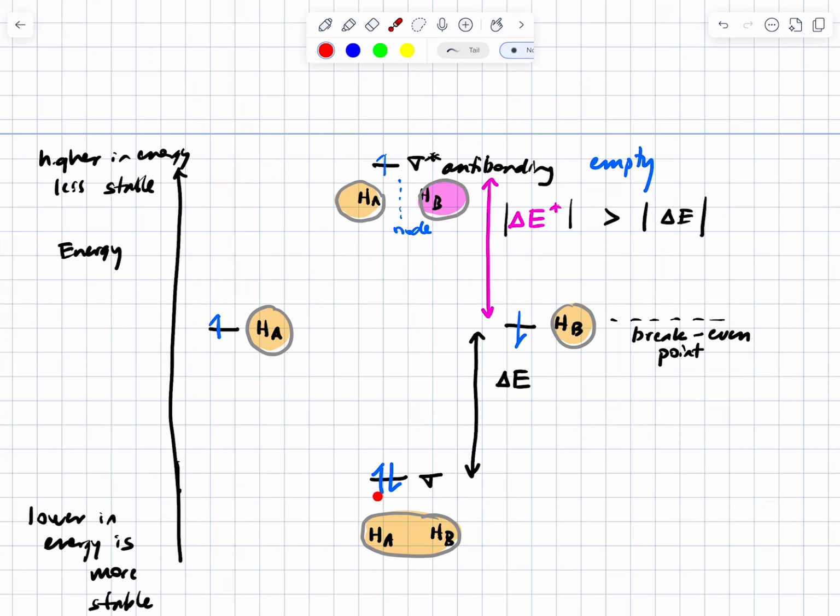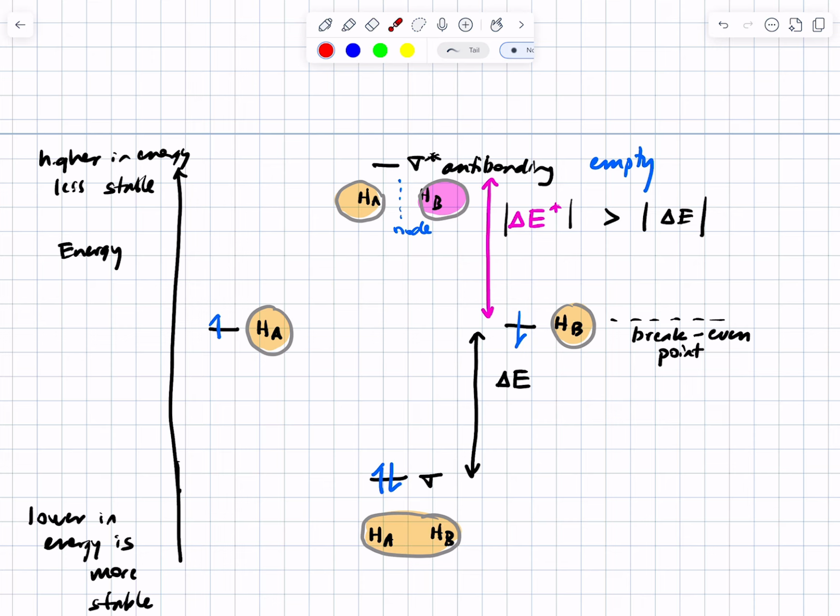Yeah? So is the change in energy between the antibonding and the break-even point always bigger? Yeah, that's general. The antibonding orbitals are always more destabilized than the bonding orbitals are stabilized. And that is why putting electrons in them breaks bonds. So then why do some bonds not happen? Let me demonstrate that. I think it's a great question.